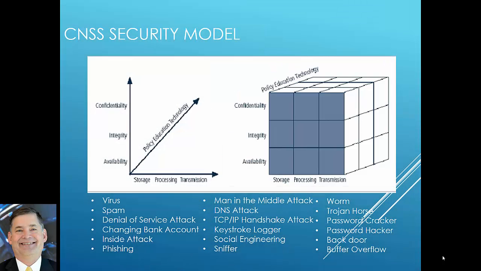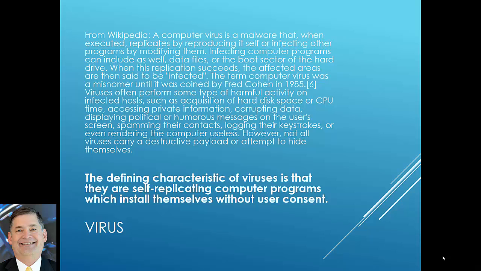All right, so let's start looking at that first column, and we're going to start off with this idea of a virus. Here's the definition from Wikipedia. I'm not going to read that to you, but viruses are self-replicating computer programs which install themselves without user consent. Now, some websites claim that it takes user interaction, and that's fine. The difference between a worm and a virus is that user interaction is needed for a virus to actually work.